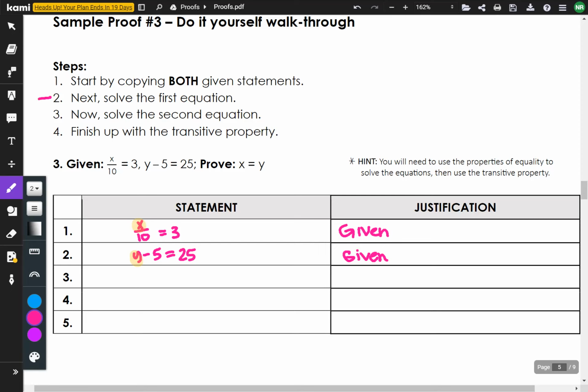So because of that, I'm going to take my first statement and solve it, and I will do my solving on the side. x over 10 equals 3. How do I solve that for x? We multiply by 10 on both sides. And when we multiply by 10, we get x equals what? 30. And we do that using what property?